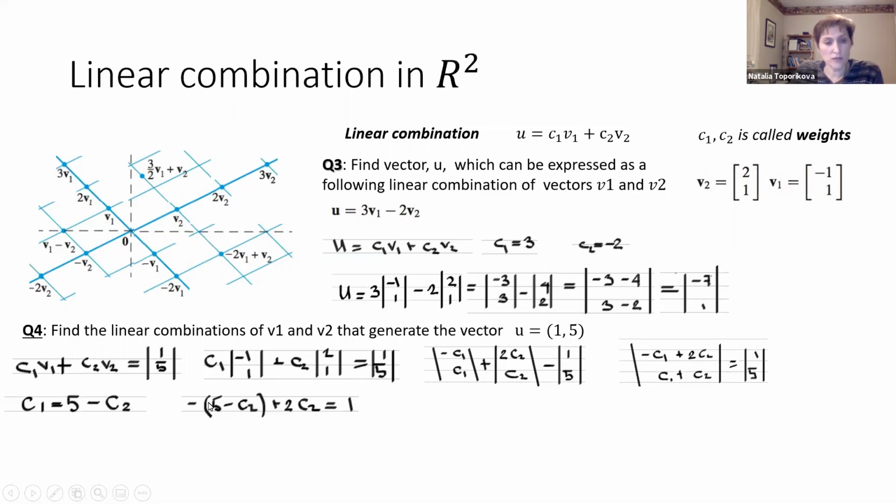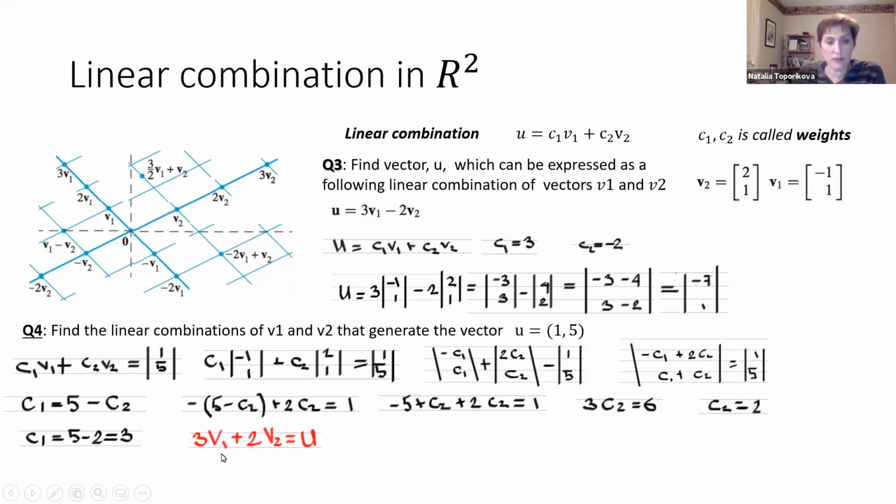And next is just algebra. We distribute the negative sign and then combine the like terms, and we get the value of C2 is equal to 2. Great, so this is the time to go back and find C1 in terms of the numbers, which will give us C1 is equal 3. So now we have 2 weights, C1 and C2, so we can actually write our linear combination using these weights. So our C1 is equal 3, C2 is equal 2, so 3V1 plus 2V2 is equal to our vector u, which happens to be 1, 5.